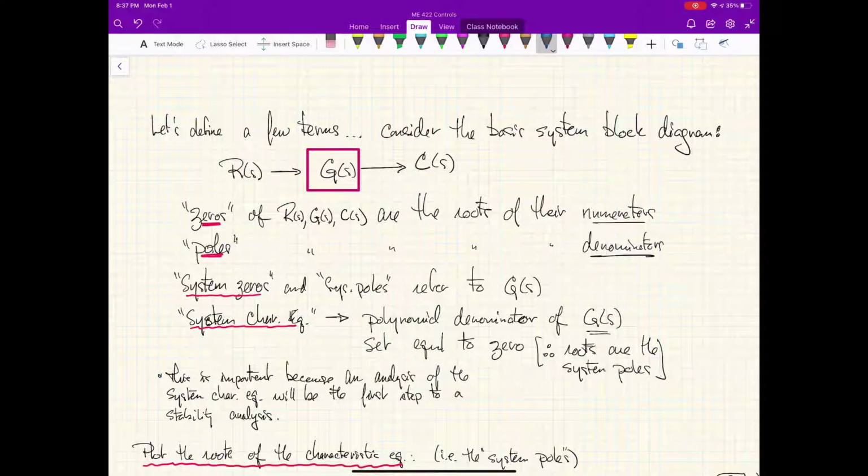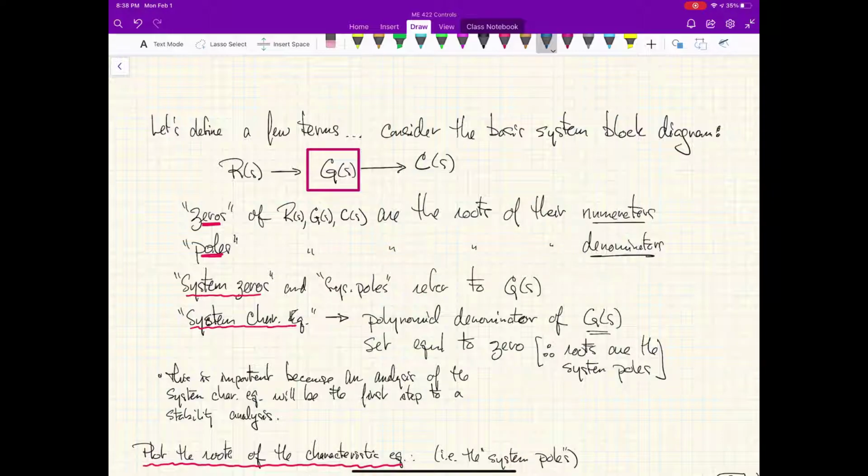The plant system is denoted as G of S, and the output of the plant is C of S. First, the zeros of R (the input), G of S (the plant system), and C of S (the output) are going to be the roots of the numerator of these three different functions of S. The poles of R, G, and C are going to be the roots of the denominator. Okay. The system zeros and system poles are going to be specifically the zeros and the poles of G of S.